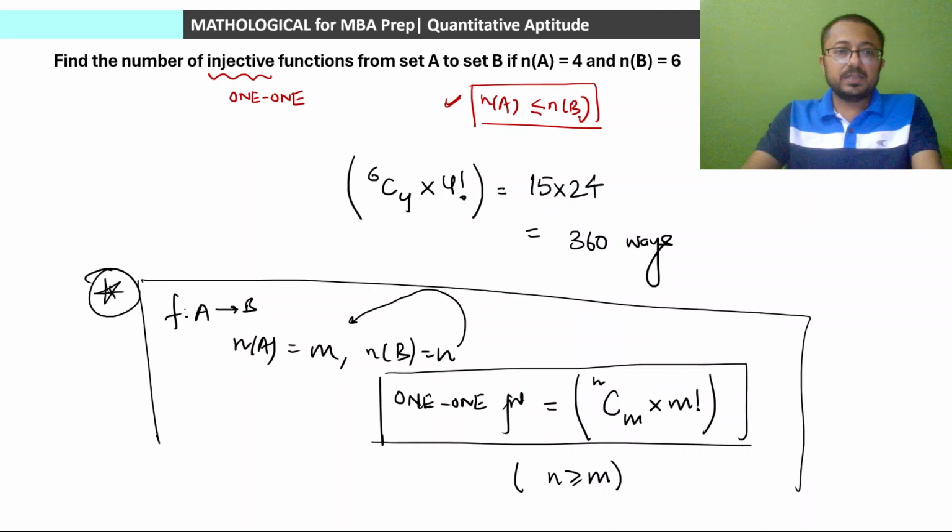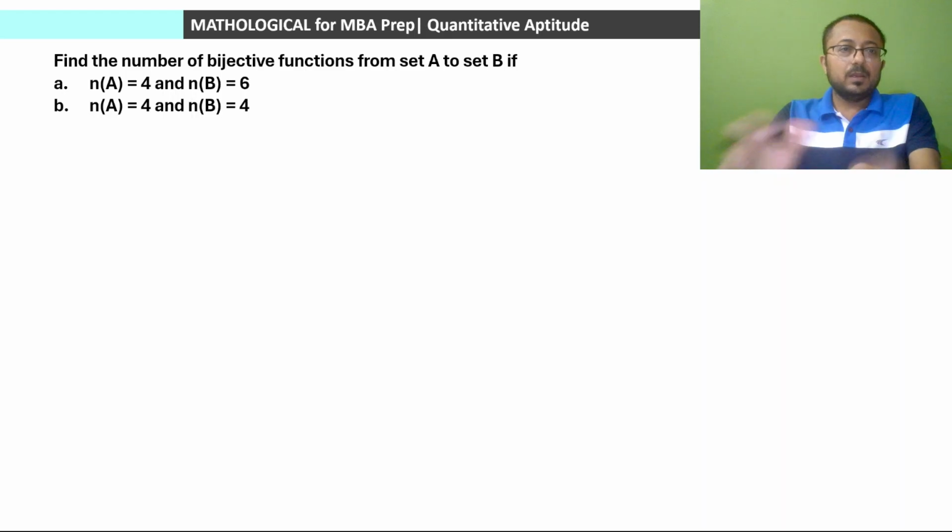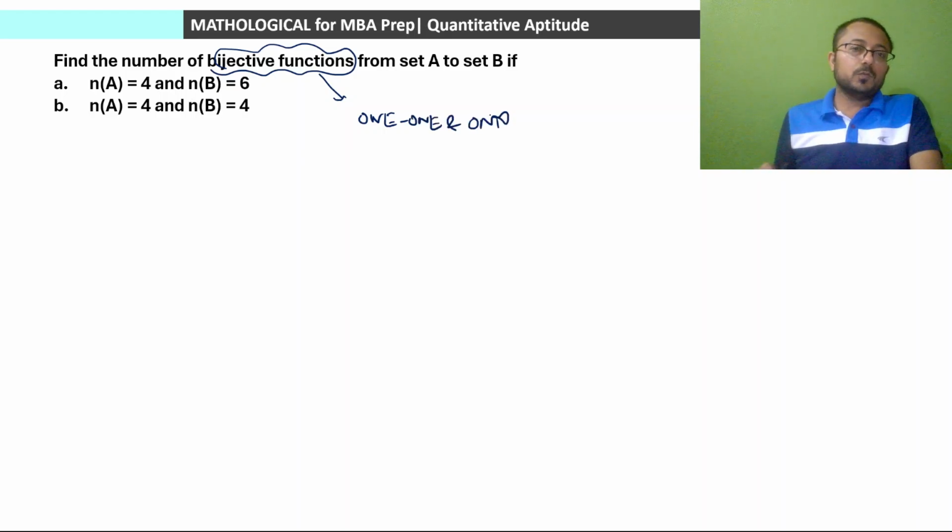Now let us move to the next type of functions, that is bijective functions. So find the number of bijective functions from set A to set B if the number of elements in set A is equal to 4 and the number of elements in set B is equal to 6. And bijective functions are those functions which are one-one as well as onto. तो हमें बात करनी है one-one as well as onto. How many such functions will be possible in case of part A?